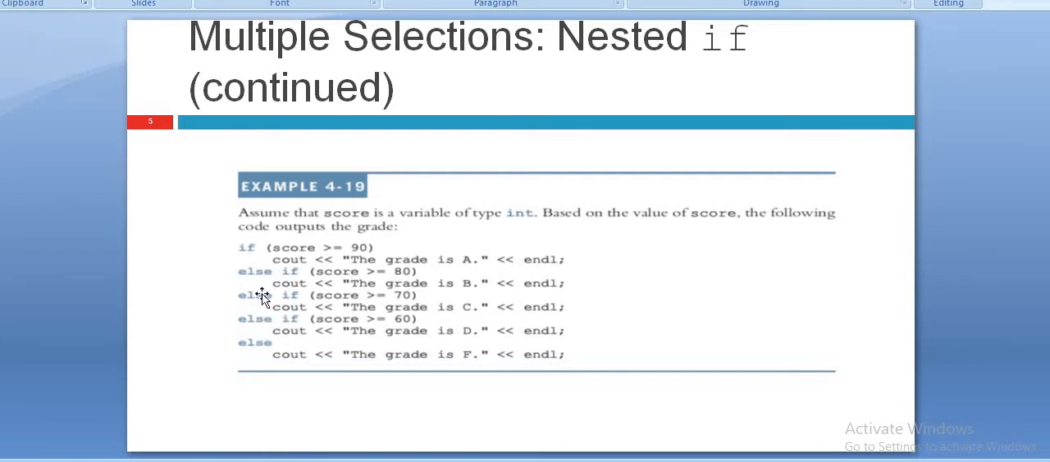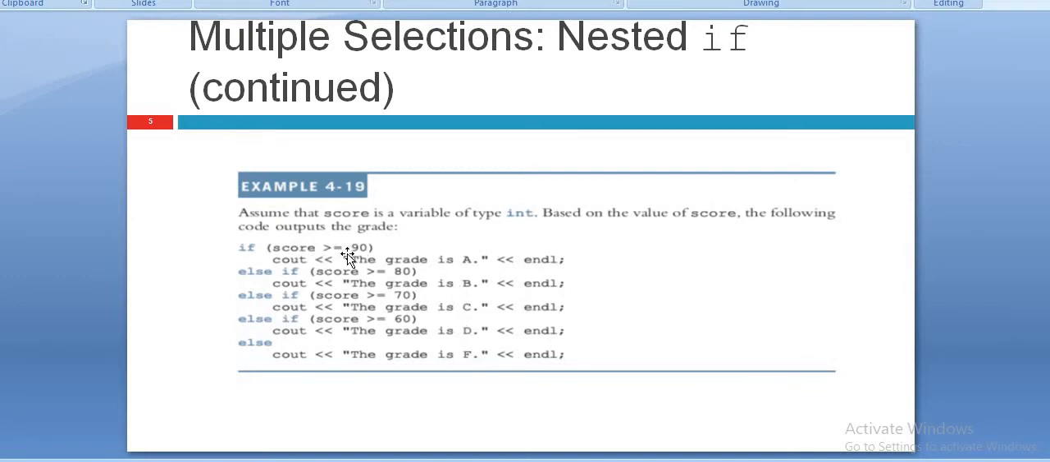If we are removing these else statements, then what happens if the score is 91? So the grade A will be printed. Obviously 91 is greater than 80, so the grade B also will be printed. This will also be printed. This will also be printed.